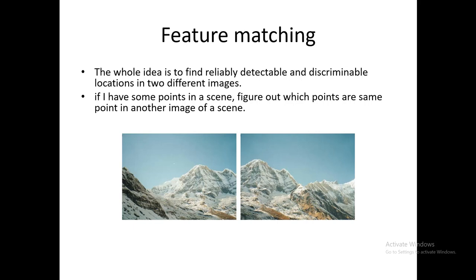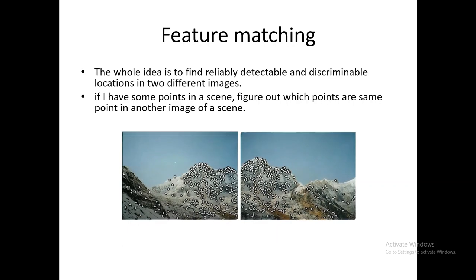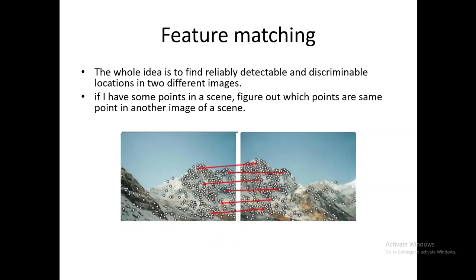So here first we'll look at feature matching. In feature matching, the whole idea is to find reliably detectable and discriminable locations in two different images. If I have some points in a scene and I have to figure out which points are the same points in another image of the scene, the way we are going to do that is by finding corresponding points using something that we call local features. Here we have two different images, and we try to find the features and do the corresponding matching between those features.